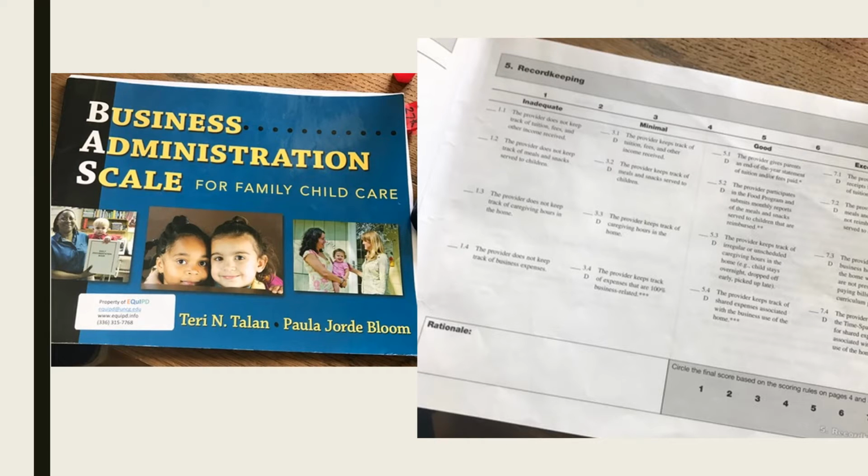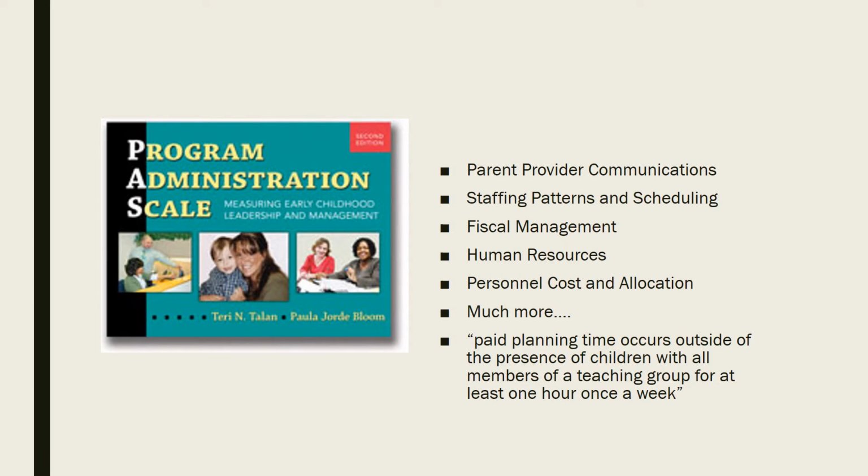The last two I've thrown in here are around the Business Administration Scale and the Program Administration Scale. These are two that I got hung up on for a second. The Program Administration Scale is the sister to the BAS that we just looked at. This one is for center directors and administrators in child care programs. It covers topics, everything from parent-provider communications. I've listed some of those there.